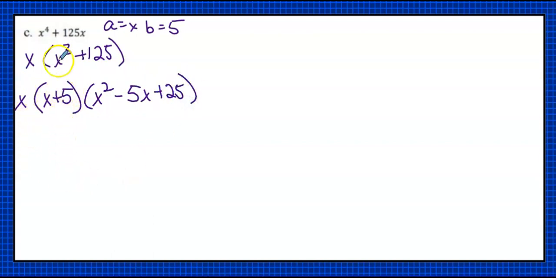So I have two of my roots here. I need to have 4. x equals 0, because if I have an x right here, that's just a 0. And then x equals negative 5 from this one. So I've got two of them. Now I need to use quadratic formula to solve this one. I'm going to go ahead and do all that and then come back to you.